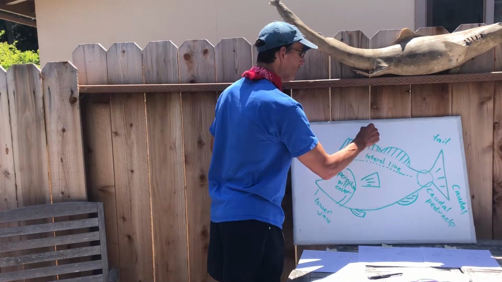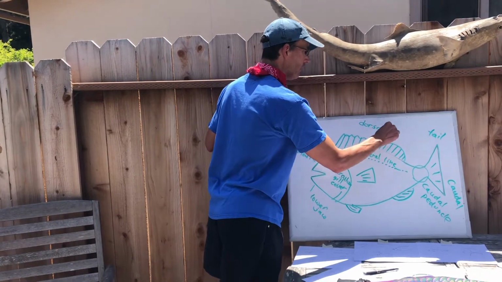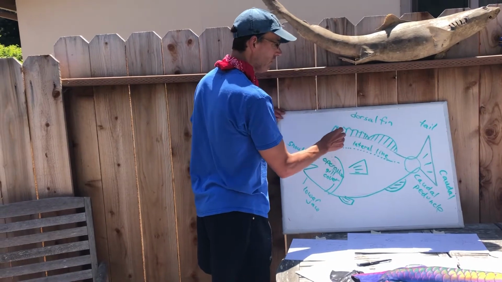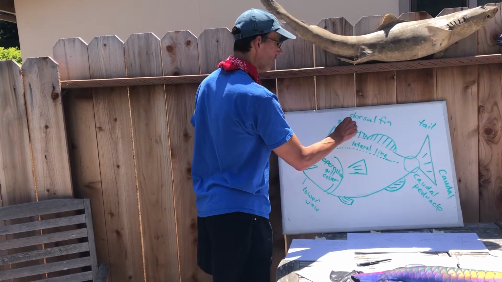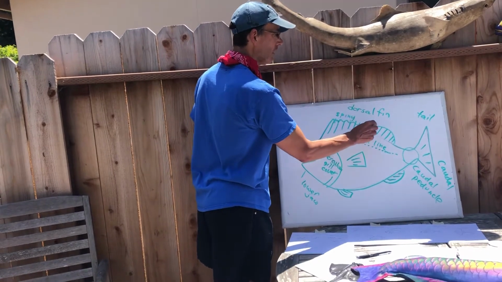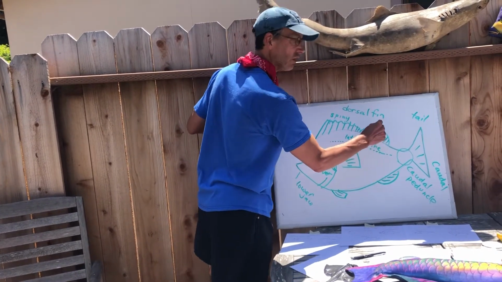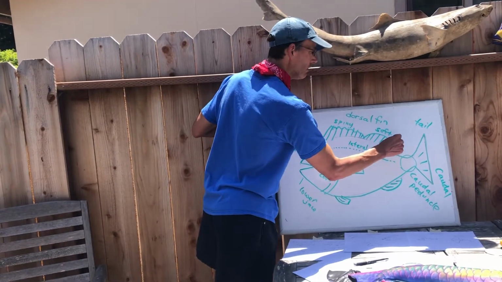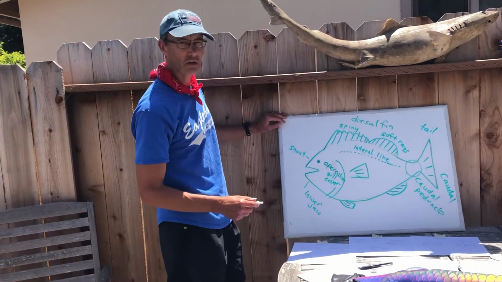The dorsal fin, divided into two parts. So you have the spiny part. You can see the spines here. And then the other part of the dorsal fin has soft rays that are like spines, but they're soft and they're not pokey.